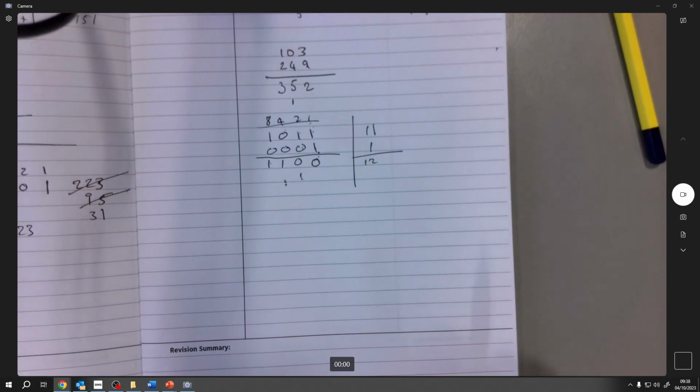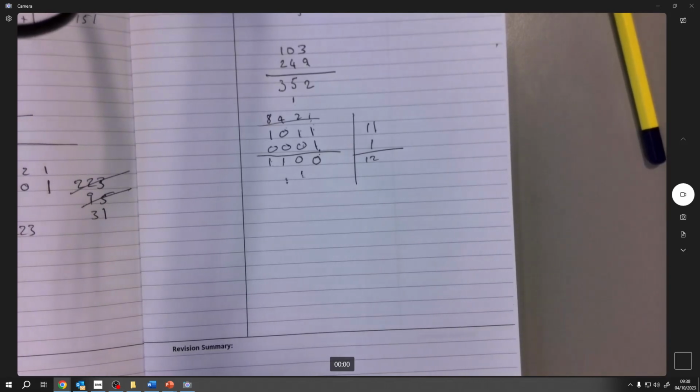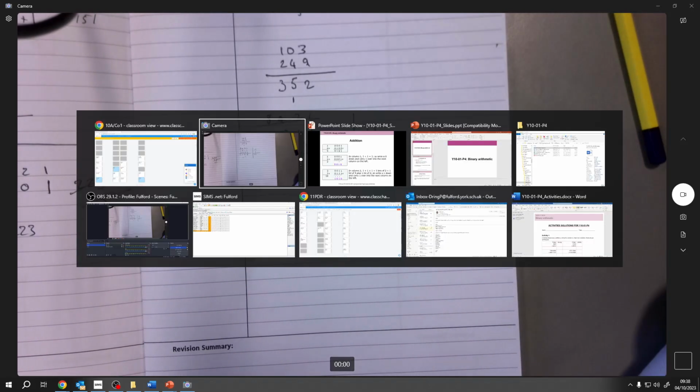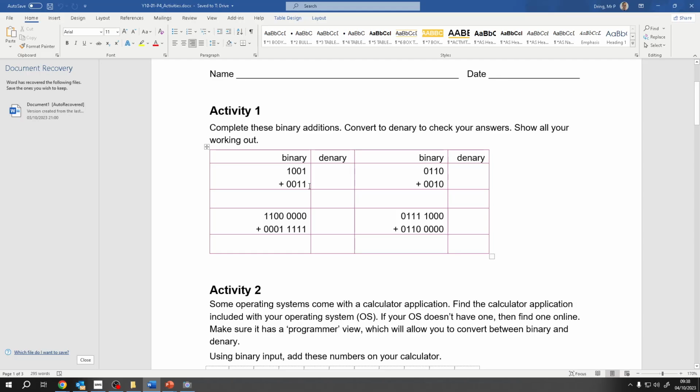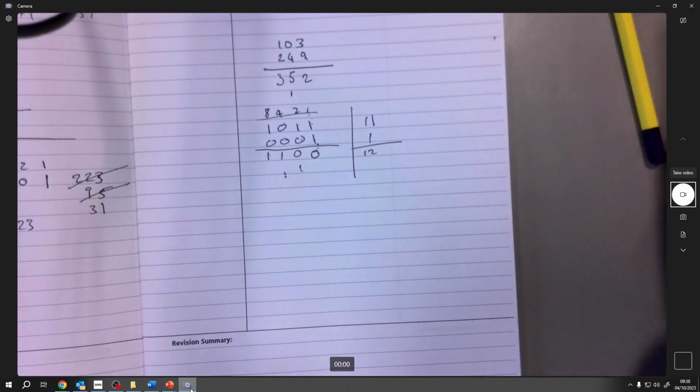Binary addition is actually easier, because all you need to remember is 0 plus 0 is 0. 0 plus 1 is 1. 1 plus 1 is 2, as in 1, 0. And 1 plus 1 plus 1 is 3, which is 1, 1. Okay, so let's have a look. You don't need to write your working out in the Word document, but I do expect you to see the working out in your book. Line things up in columns.